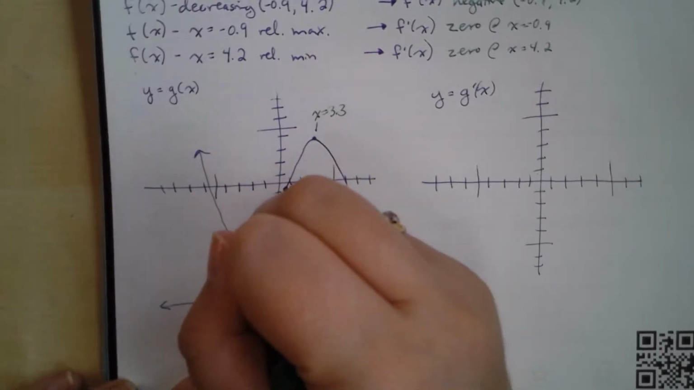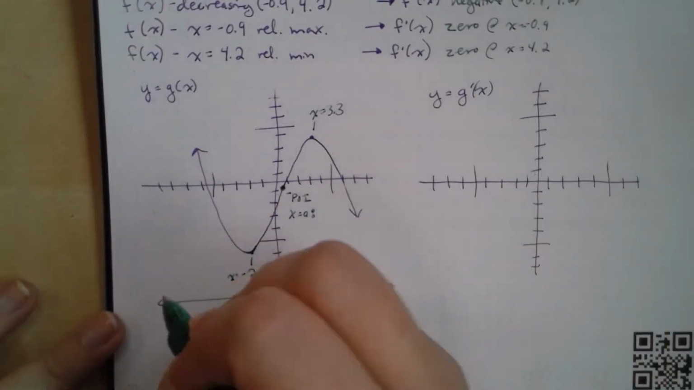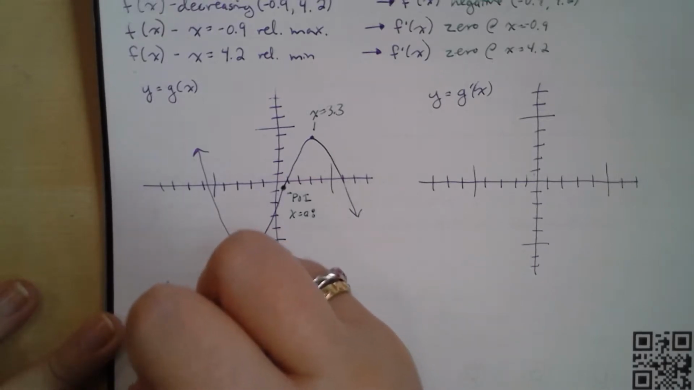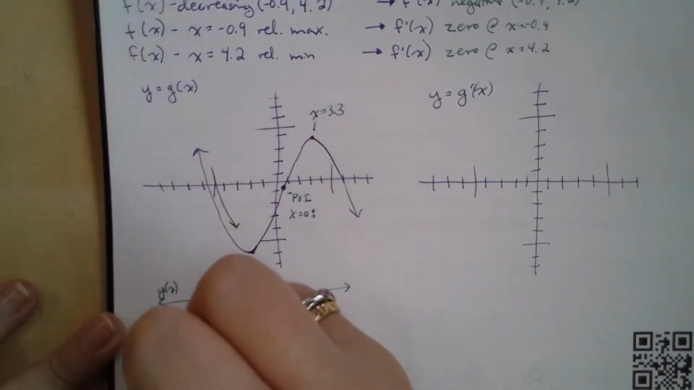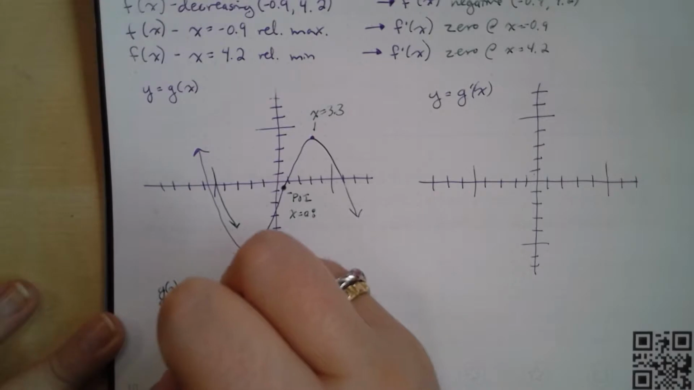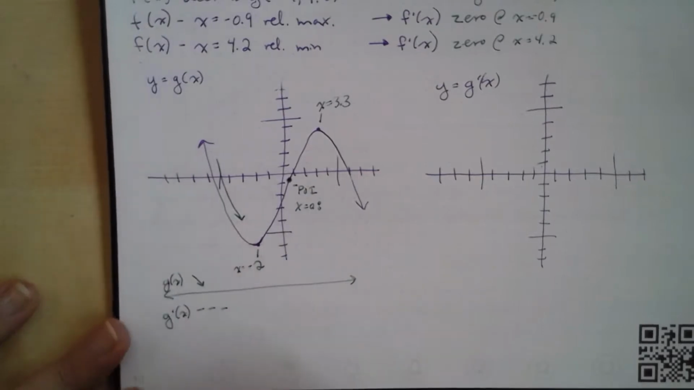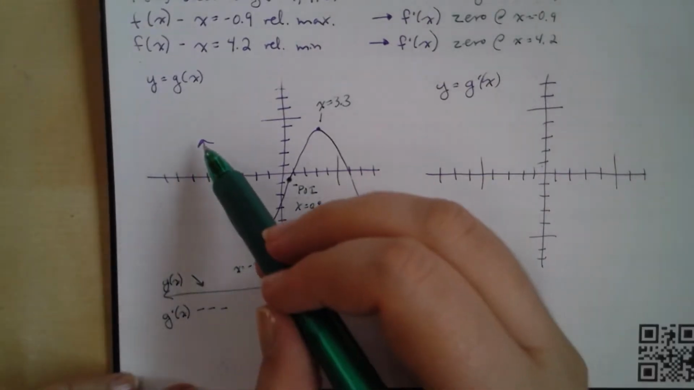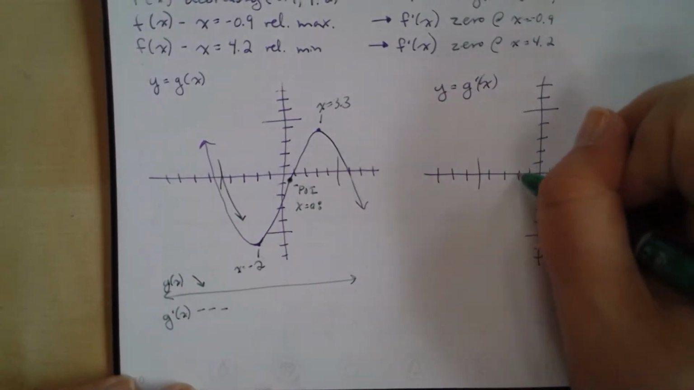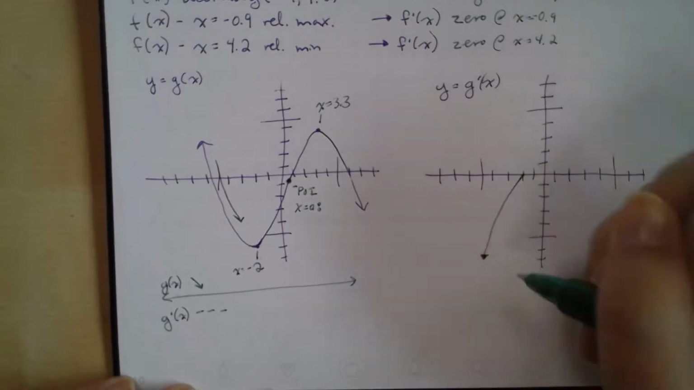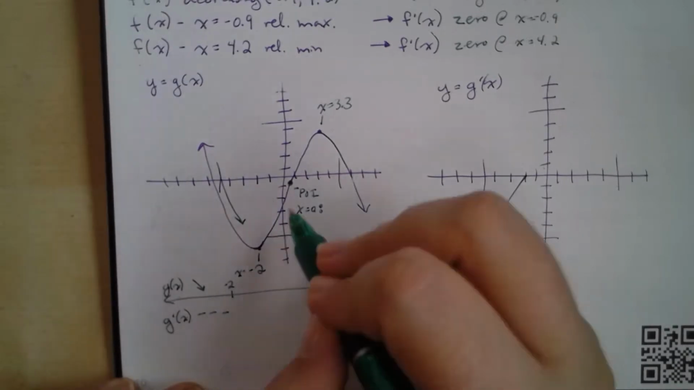And these points are going to be pretty important to us. So when g of x is decreasing, I'm just going to put an arrow down to show that it's decreasing, then g prime of x is going to be negative, right? So from negative infinity to negative 2, my g prime of x should be negative.